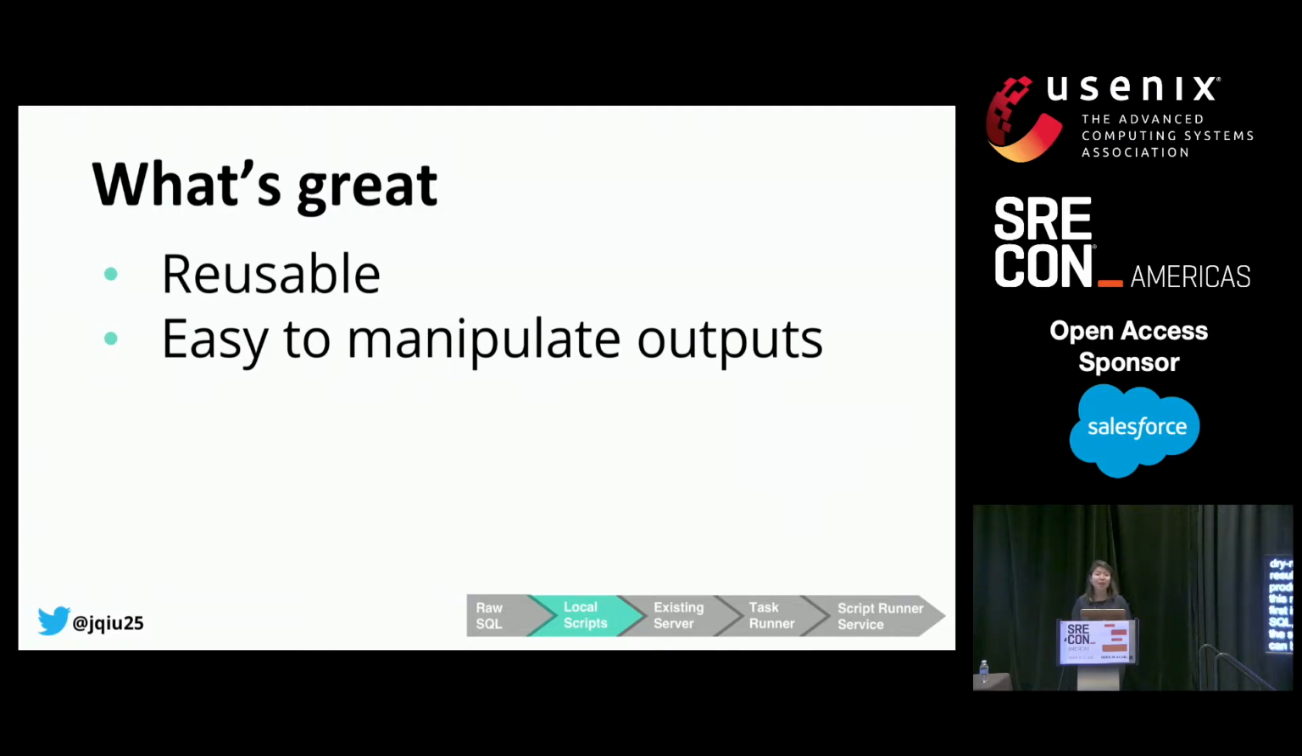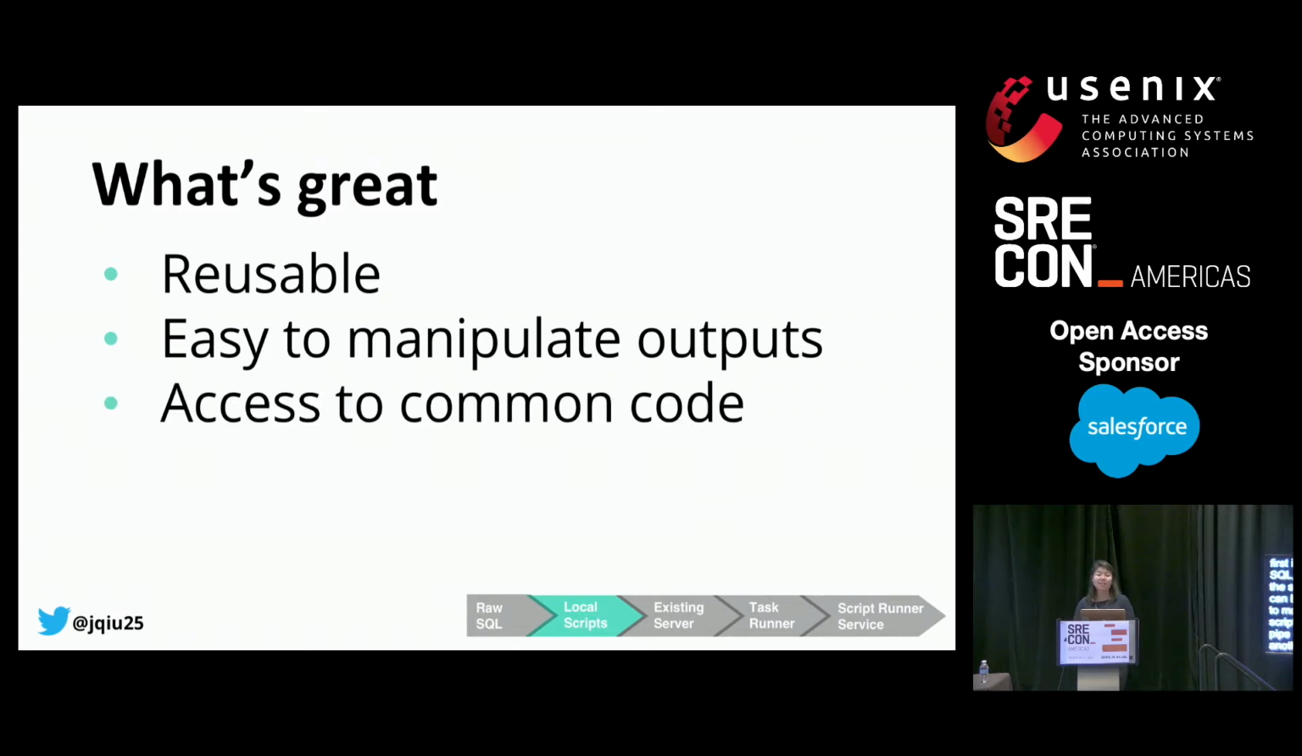And if you need to manipulate the outputs of the script, it's easy to simply pipe it into a text file or another script that you might want to run. And lastly, writing a script gives you access to all of the code in your repository. So it becomes easy to import functions from common code or reuse logic that already exists.